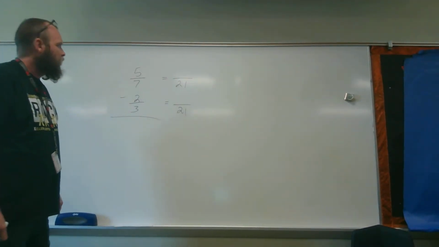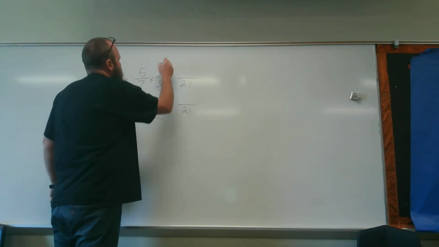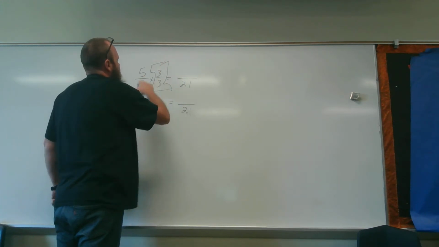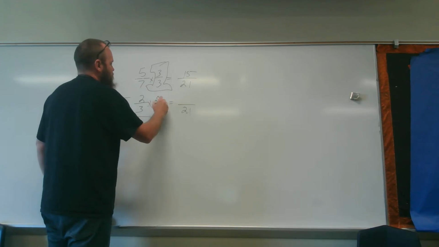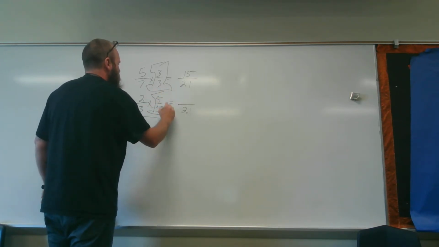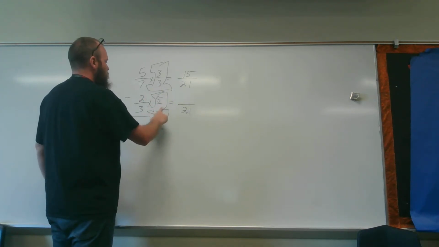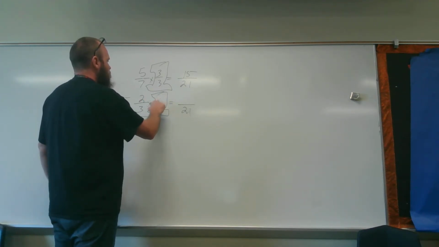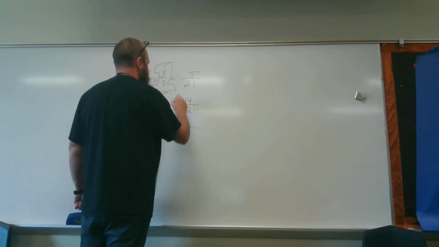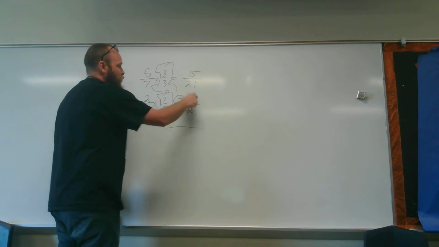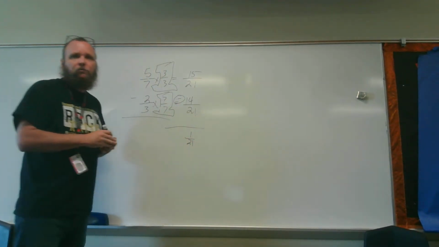I'm the boss. They're not over 21, so I multiply by 3/3 here, because that's going to give me a denominator of 21, a numerator of 15. I multiply by 5/5 here, because that's going to give me a denominator of 21. I multiply by 7/7 here. 7 sevenths. 3 times 7 is 21. 2 times 7 is 14. Oh my goodness, it's a subtraction problem. 15 over 21, subtract 14 over 21 is 1 over 21. Thank you for playing. Boom shakalaka.